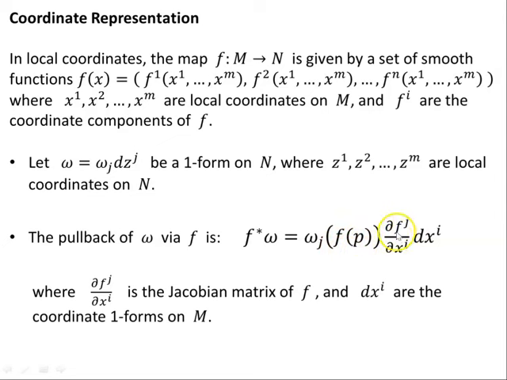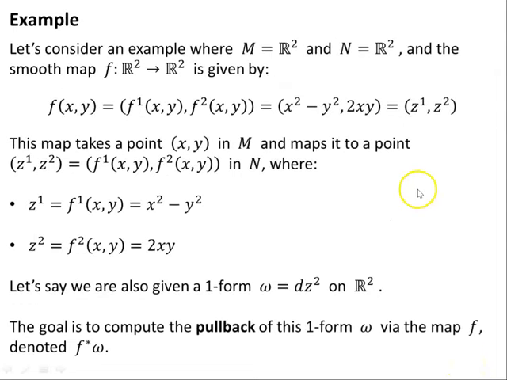And then we have the Jacobian here, and then dx^i. So the total differential here is partial F_j over partial x^i, dx^i, where partial F_j over partial x^i is the Jacobian matrix of F, and dx^i are the coordinate one forms on M. So we push them forward to N. It'll be better with an example.